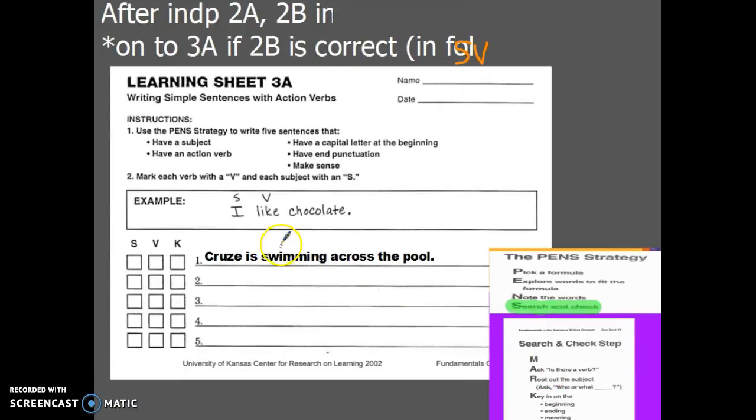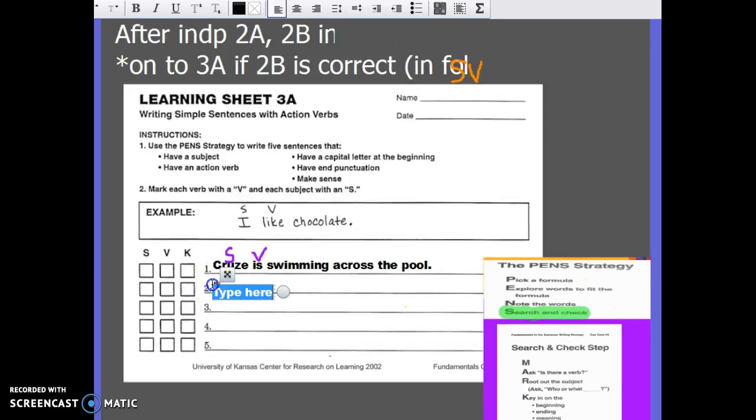Ask, is there a verb? Yep, is my verb. Who or what is? Cruise is. Key in on the beginning, ending, and meaning. I have a capital letter. I have punctuation, and yes, it makes sense. Okay. So now I get to go through the PEN steps again.